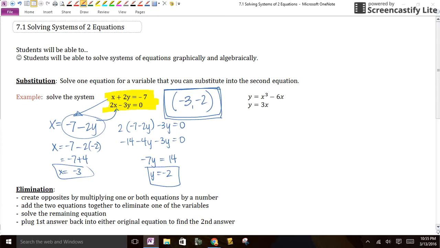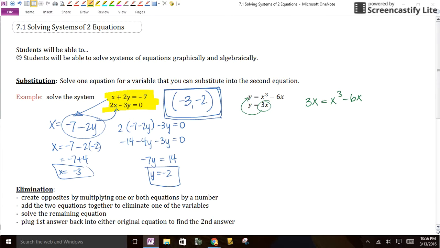Sometimes weird things can happen. Like look at this second one here to the right of it. It's already set up nicely for substitution. In fact, I will substitute this into that y. So what will I have? I will have 3x equals x cubed minus 6x. Now that was because somebody already solved for y for us. So that was kind of nice.